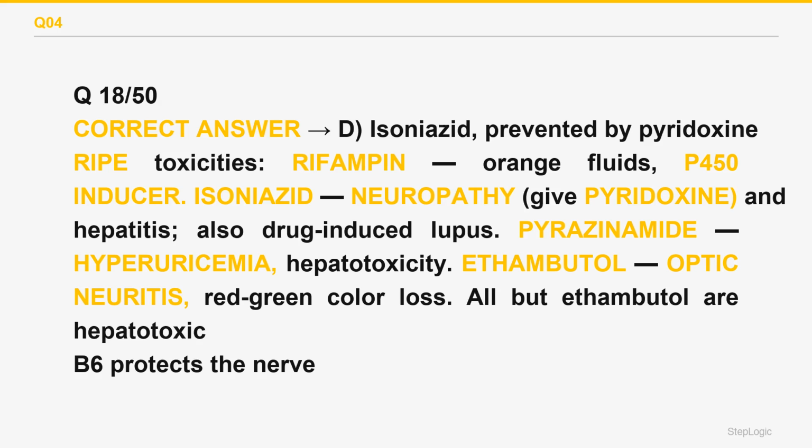Isoniazid carries two further associations worth attaching, since both appear as apparently unrelated findings in stems. It is a leading cause of drug-induced lupus alongside hydralazine and procainamide, identified by antihistone antibodies, and its metabolism follows a genetic polymorphism. Slow acetylators reach higher levels and are more prone to both neuropathy and hepatitis. An example of pharmacogenetics the exam likes. If you see neuropathy on tuberculosis therapy, think isoniazid and give pyridoxine.